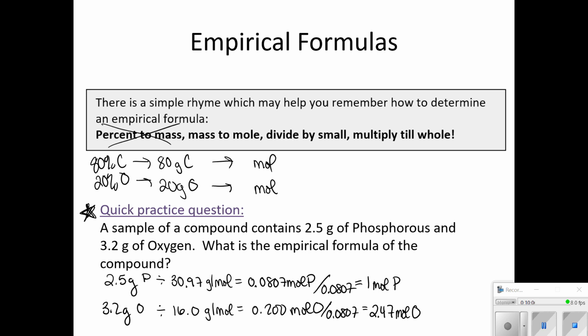Now this is not a whole number ratio. This is like 1 to 2.5. I want to multiply this ratio by some number to turn it into a nice whole number ratio. And what we can do is if we multiply both of these by 2, you will end up with a much nicer looking whole number ratio.